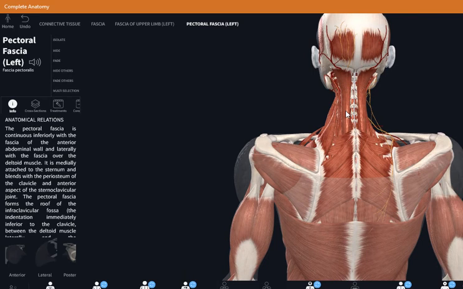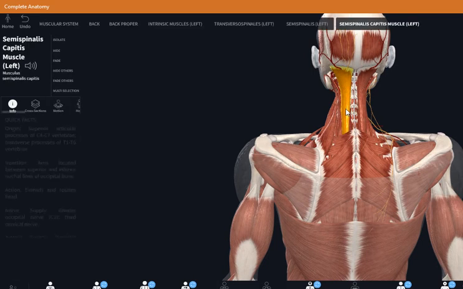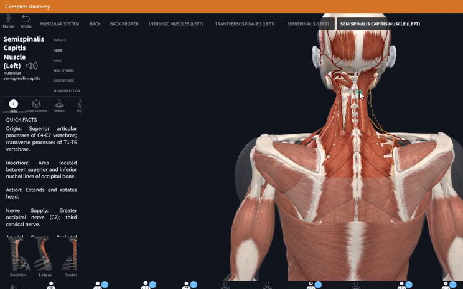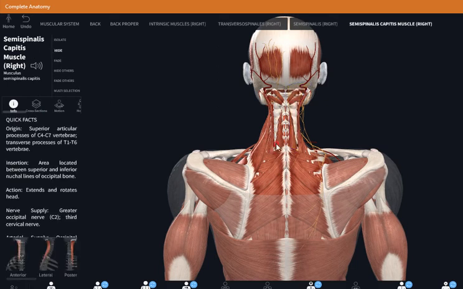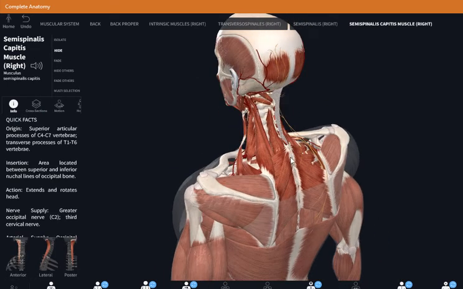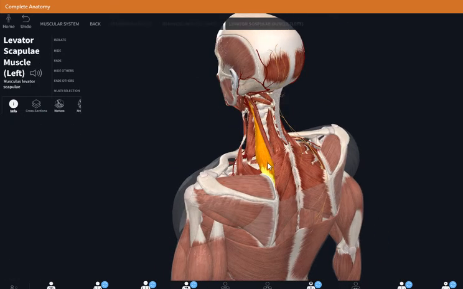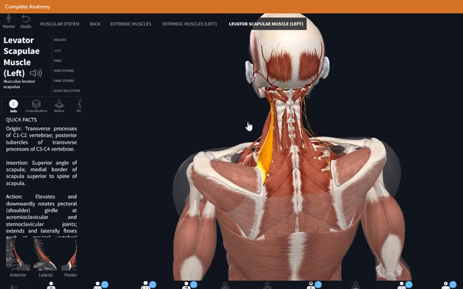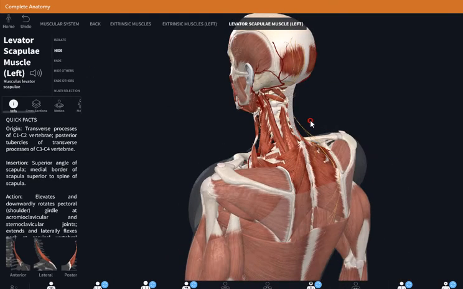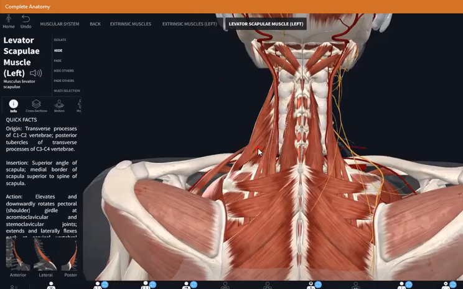So this was the semispinalis. So we can remove it now. We can hide the semispinalis such that we can visualize the different muscles. Now this muscle here is the levator scapulae muscle on the lateral side. You can hide it. We have already seen the motion. Now let's come again and visualize another muscle.